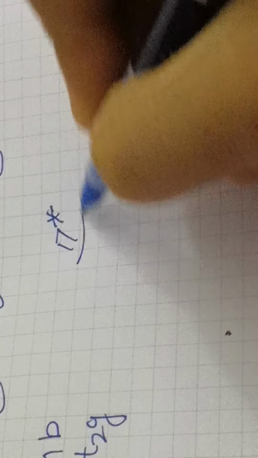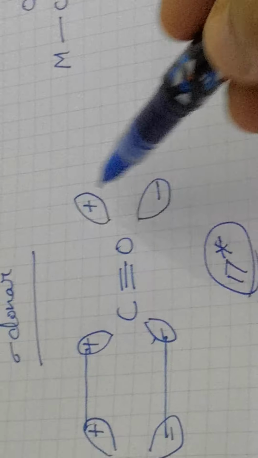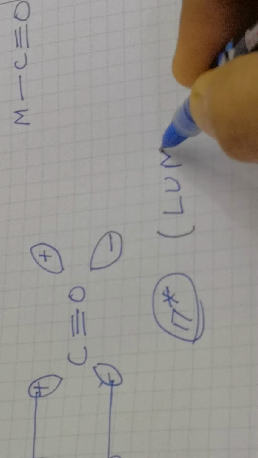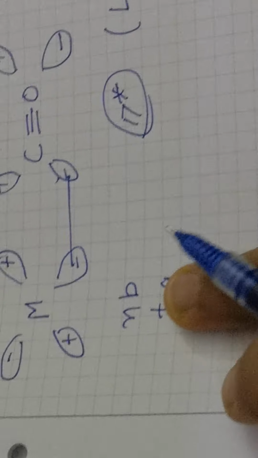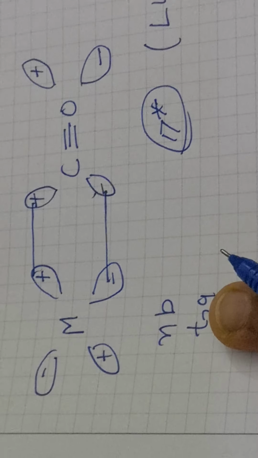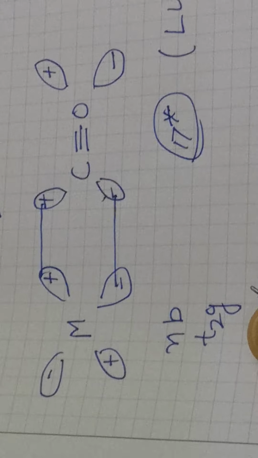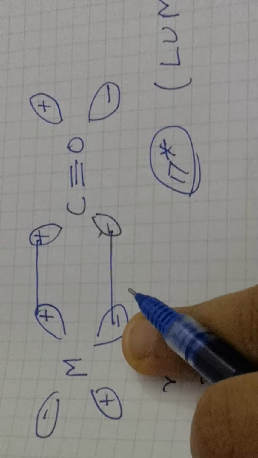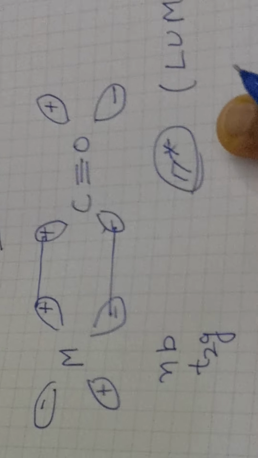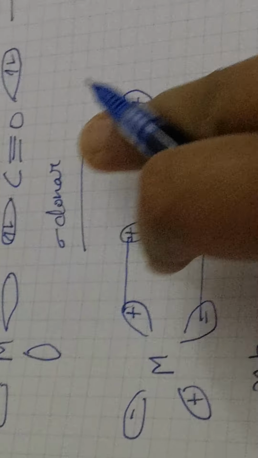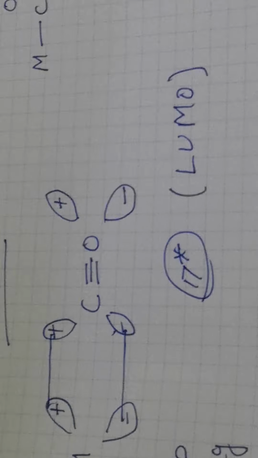So these are the pi star orbitals of the carbon monoxide. These are the LUMO, lowest unoccupied molecular orbital. And in the metal, t2g is a non-bonding set, acting as a donor. These are the highest occupied molecular orbitals in the metal. They are donating their electrons to the unoccupied pi star orbital of the carbon monoxide. So one is the sigma donation, and the other is the pi acceptor behavior of the carbon monoxide.